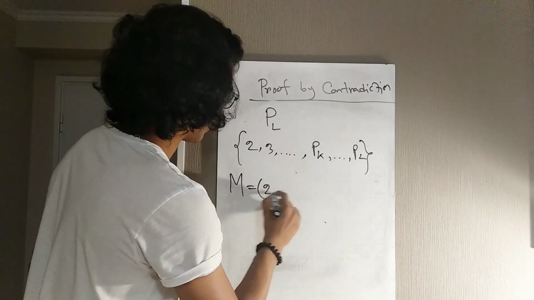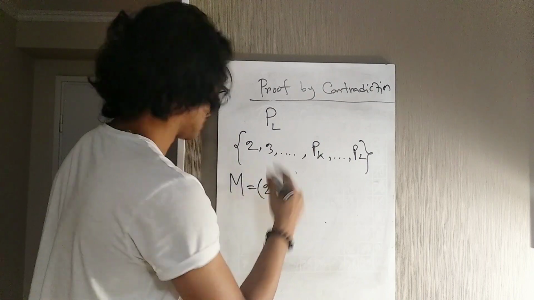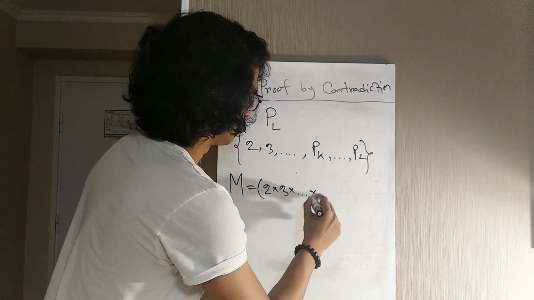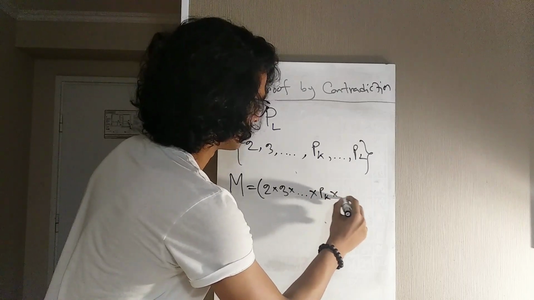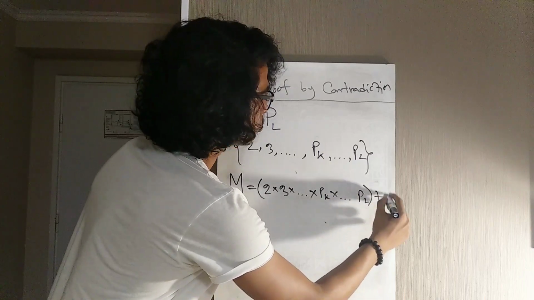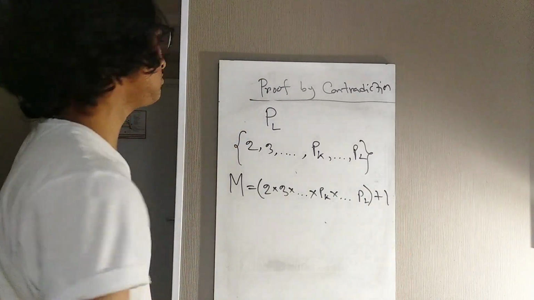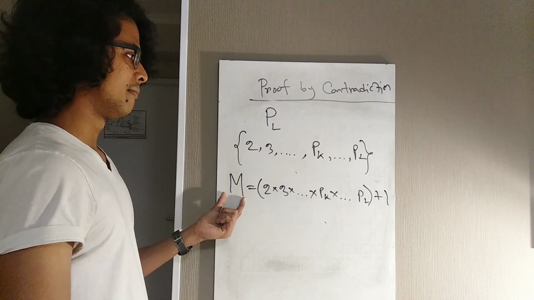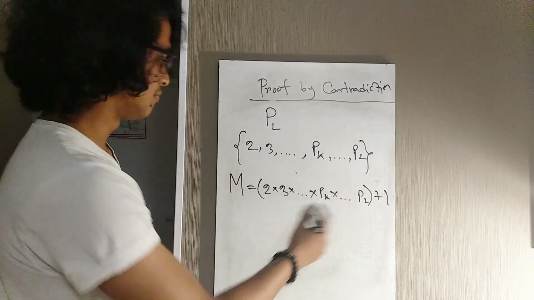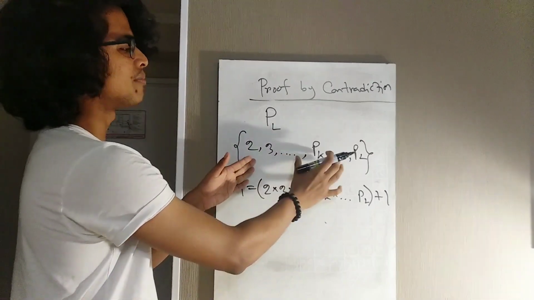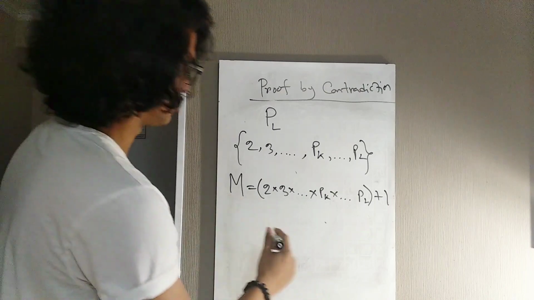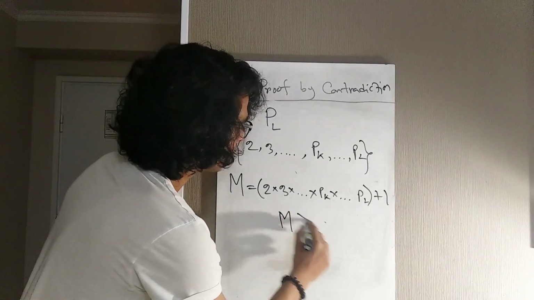So it's a product of all the primes, multiplied by pk, multiplied dot dot up to pl, which is the largest prime, plus 1. He added 1 to it. Now this number M is way larger than pl, right? Because we multiplied all the other primes with pl, and on top of that we added 1 to get M. So M is obviously way larger.